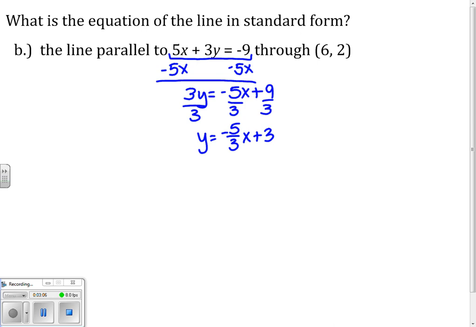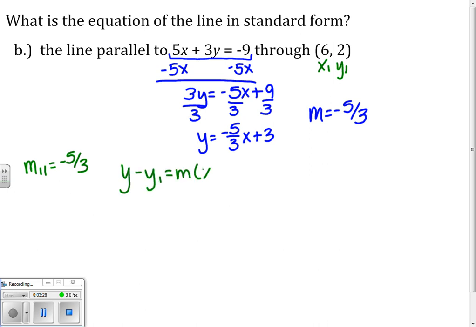Go ahead and pause for a second if you need to catch up. The slope of this line is negative 5/3. And parallel slopes are the same. So my parallel slope is also negative 5/3. The ordered pair we're working with is 6, 2. So I'm going to use point slope form to get an equation that I can fix. I get y minus 2 equals negative 5/3 times x minus 6.